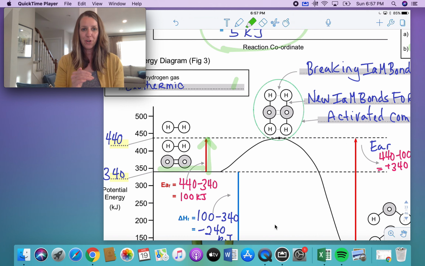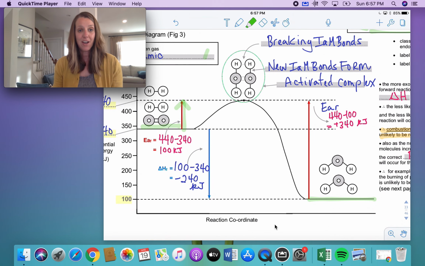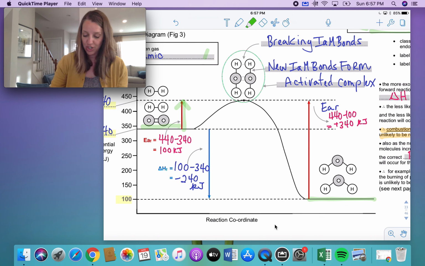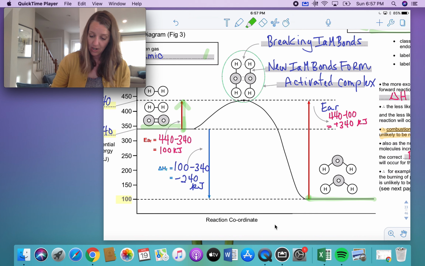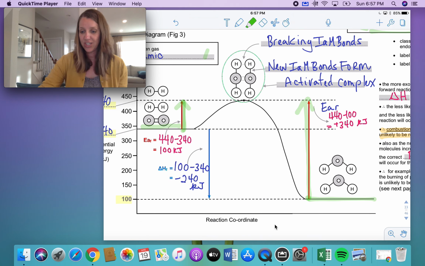If you were to reverse this reaction and you wanted to take water and split it up into hydrogen gas and oxygen gas, could you do that? How much energy would it take to do that? You'd start way down here and go all the way up. That shows you the energy of activation in the reverse direction, and that's what that would look like. So those are the different values you can get from using a potential energy diagram.